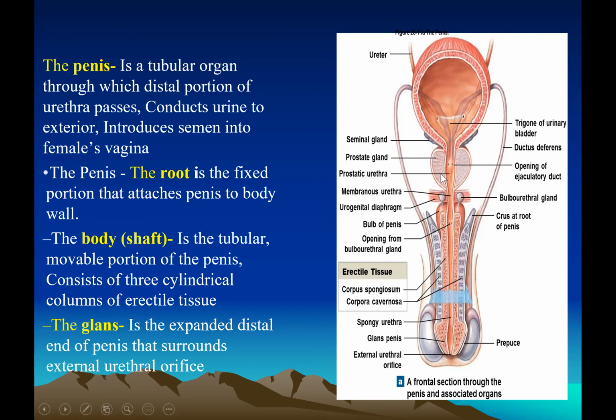The part of the penis which is attached to the body is called the root. Then there's the shaft, which is the tubular structure, and the swollen head part is called the glans. And this will have the skin called the prepuce, which can be removed during circumcision.